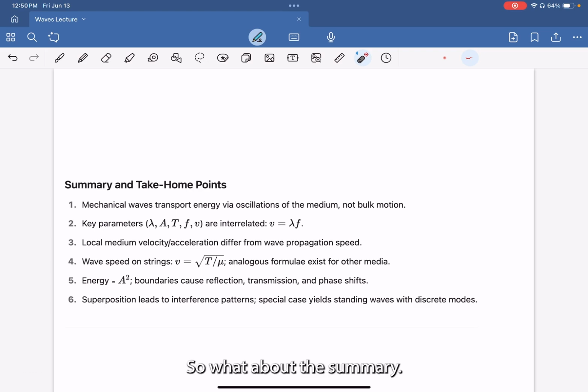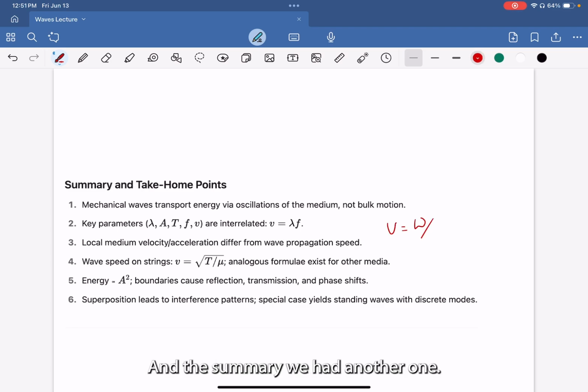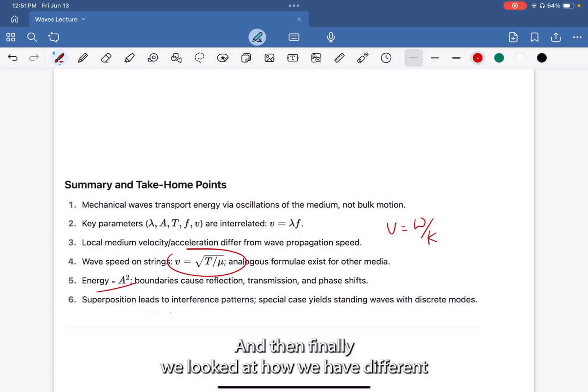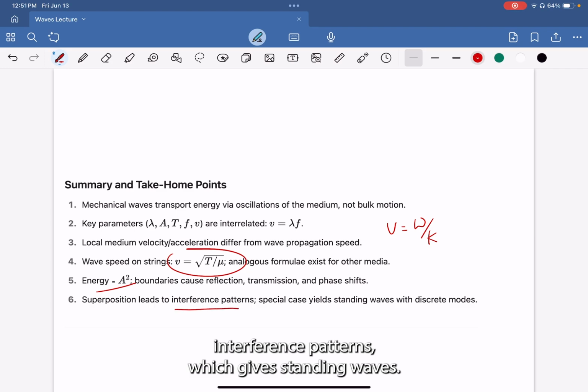So what about the summary? Hmm. Mechanical waves transport energy, but not mass. So you have these key parameters here, and this is one relation. We had another one. I've not listed all the relations here in the summary. We had another one, and we have the equation for waves on a string. We had the equation for energy. And then finally, we looked at how we have different interference patterns, which gives standing waves.